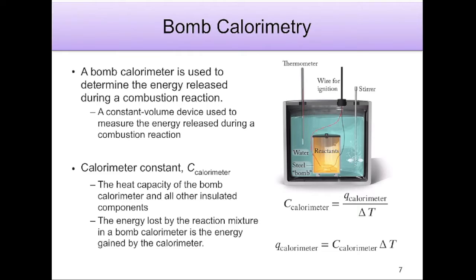Now the bomb calorimeter itself has what's called the calorimeter constant, and this is the heat capacity of the bomb calorimeter and all the other insulated components within it. So the energy lost by the reaction mixture, the little pellet within the bomb, is equal to the energy gained by the calorimeter. And we can use this equation to determine what the calorimeter constant is.